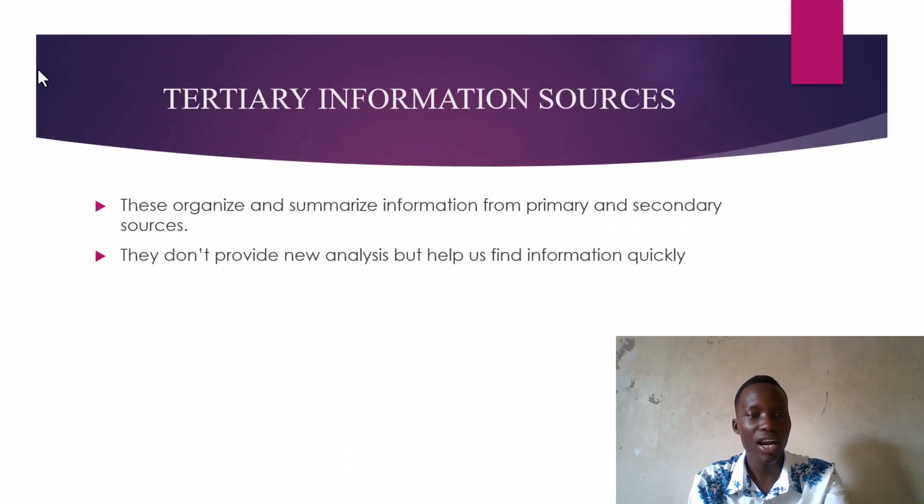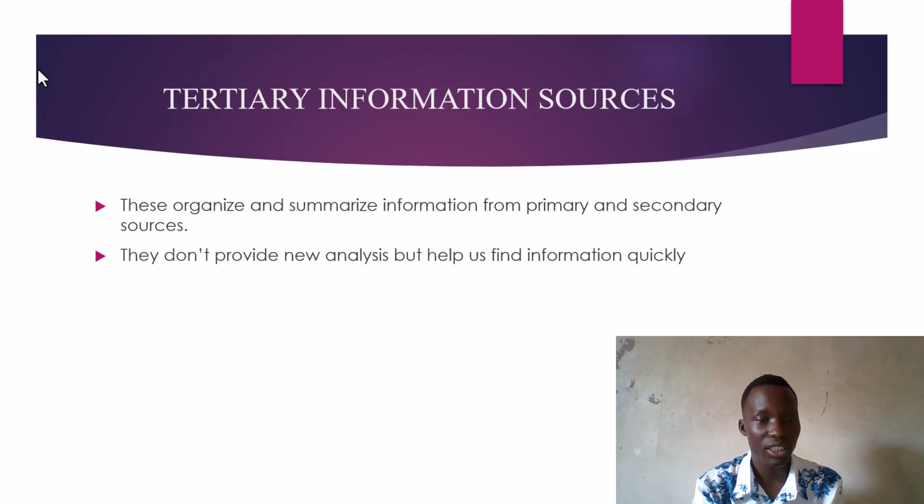Lastly, we have the tertiary information sources. This one organizes and summarizes information from primary and secondary sources. Raw information comes from the primary source, then you summarize and interpret it and it goes to secondary. The tertiary then summarizes the general information from the primary and secondary sources. They don't provide new analysis, but help us find information quickly.